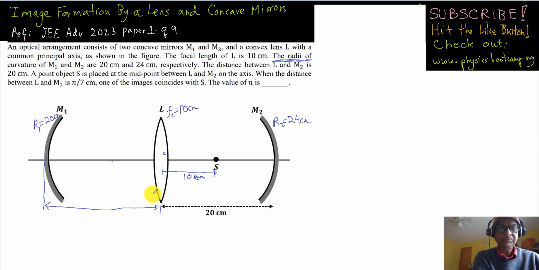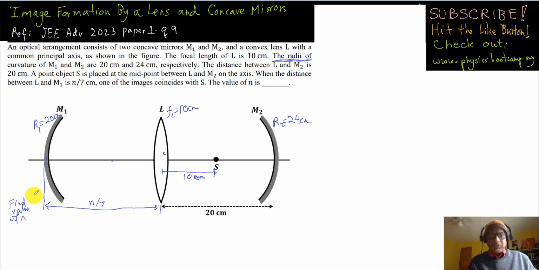The image of this will form right on itself. Of course, there will be multiple images, even with this too. But we're supposed to get one image, and this distance is called n over 7 here, and you find the value of n.